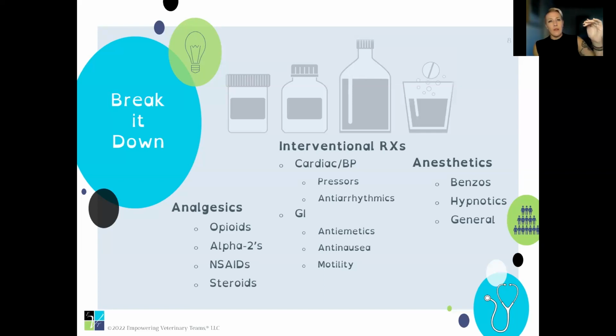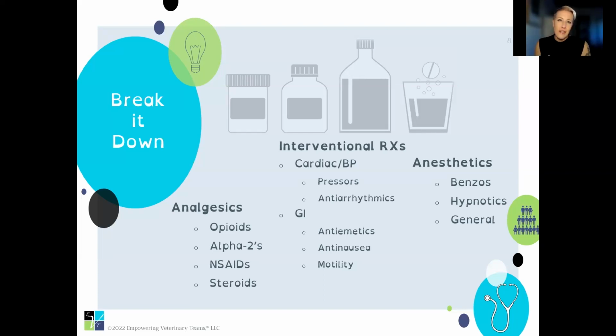Absolutely. But opioids, we're talking butorphanol, buprenorphine, fentanyl, morphine, which we don't use too much anymore, torb either, and hydromorphone. And you've got your alpha 2s, which is your dexmedetomidine, and then your NSAIDs, meloxicam, Rimadyl, things like that, and steroids. They are considered an analgesic. If you use them in an oncology protocol, then they're chemotherapy. That's a whole other session.